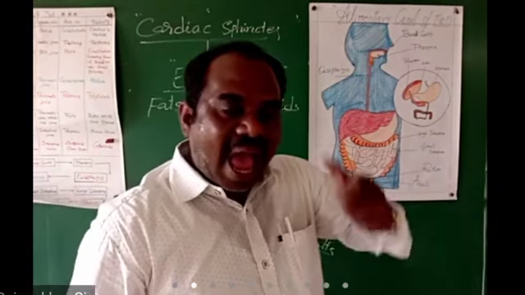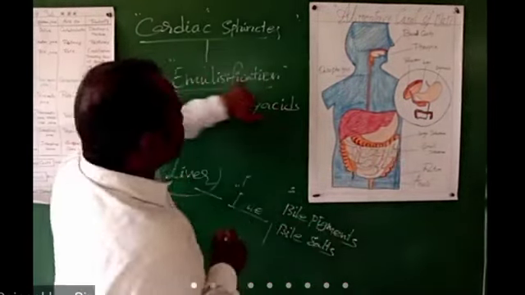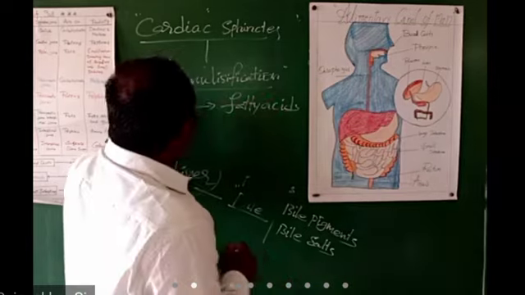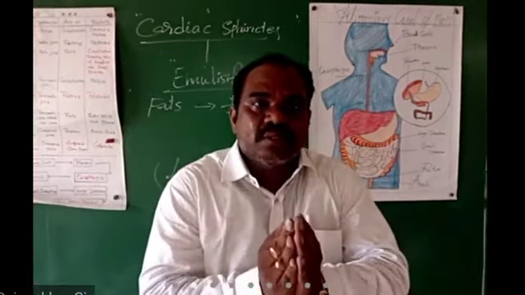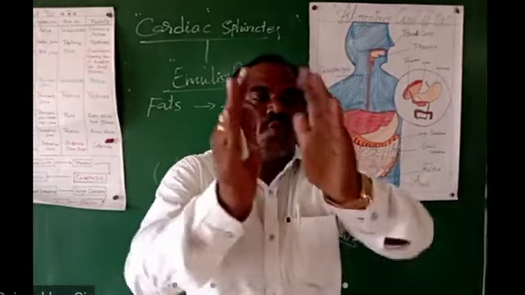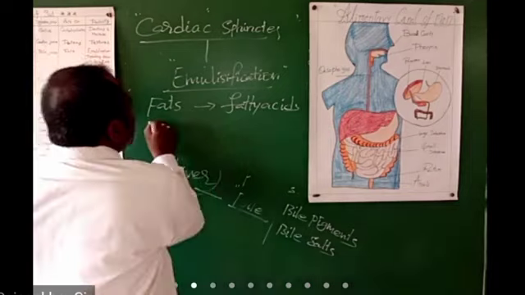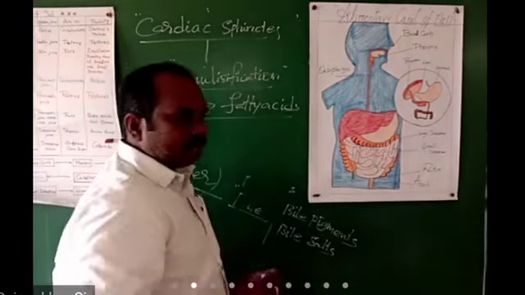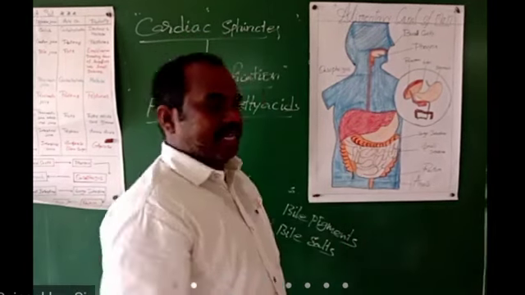Bile juice helps emulsification of the food materials. Emulsification means fat globules are converted into fatty acids. This is emulsification. Bile juice helps for the emulsification of the food materials.